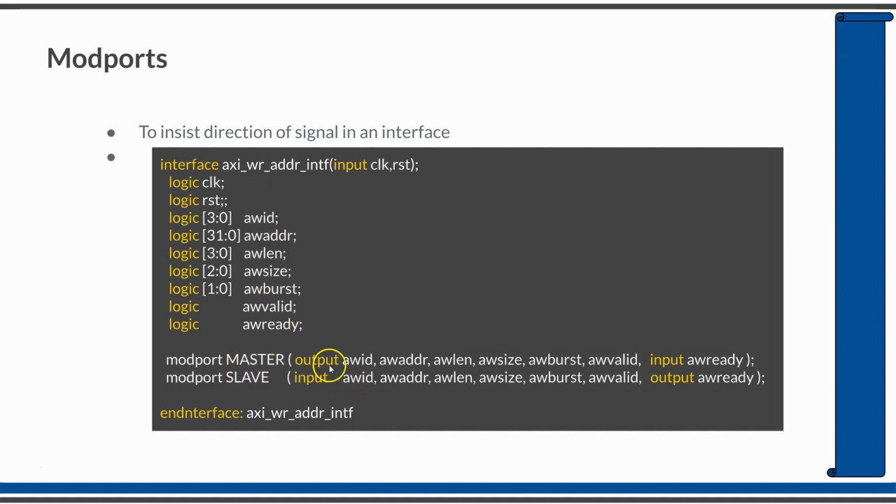So in the master modport, all the signals are outputs and AWReady is an input. And the other way around, I have defined one more modport named slave. In the slave modport, all the signals are inputs and ready is an output.